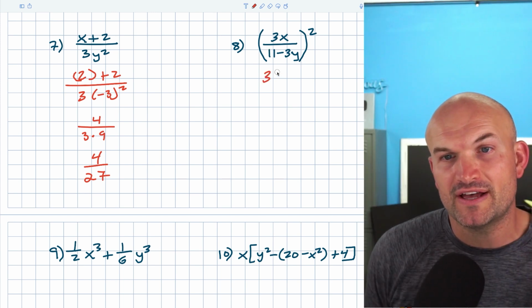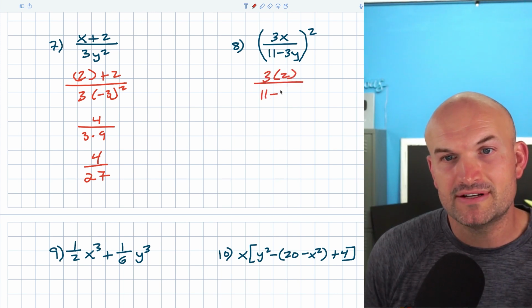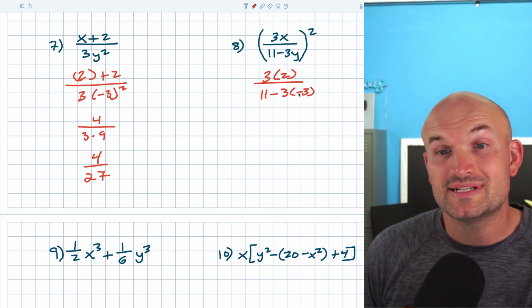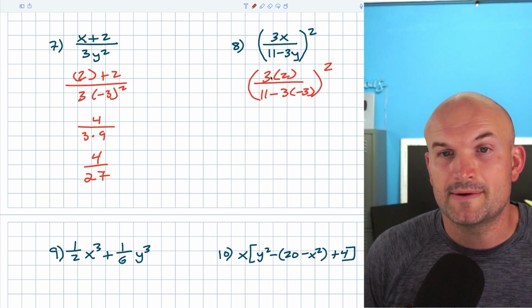So let's go ahead and plug in our value. So I have 3 times 2 divided by 11 times (3 minus -3), a -3 times a -3, and then that's going to be 20 squared. So 3 times 2 is 6.